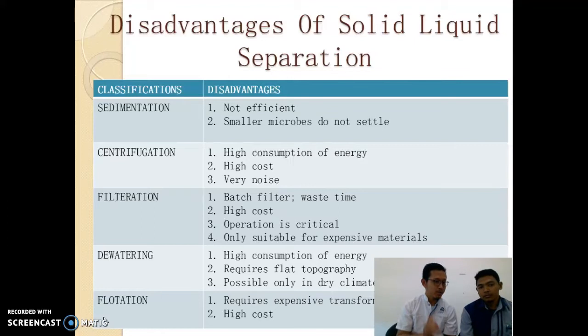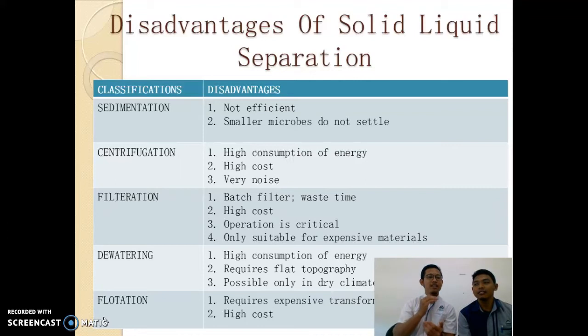In the filtration process, the disadvantage is that it uses a batch filter. In a batch filter, they will need much more time, which will cause the consumption of time to increase. And also the high cost and the operation is critical. And the filtration process is only suitable for expensive materials.